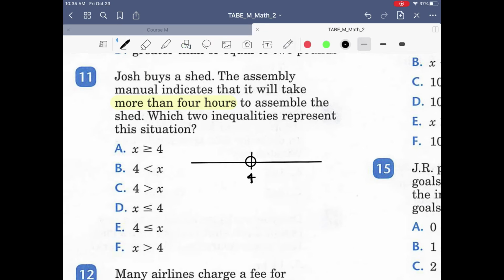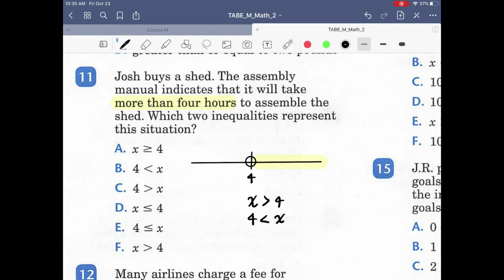Is 4 hours enough? No. It is more than 4. So it's up into this part of the line. So we would say that x is more than 4, or that 4 is less than x. Either of those would be appropriate.